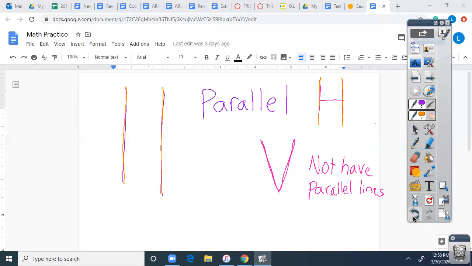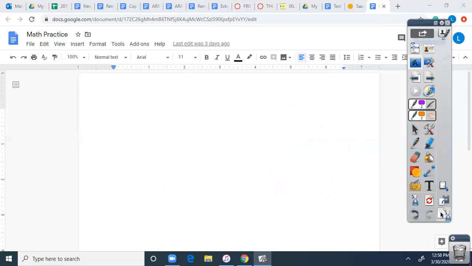Go through the whole alphabet for practice if you want and say, is this parallel? Yes. Is this parallel? No. Is this parallel? Go ahead and do that. The next thing you need to know is symmetry.